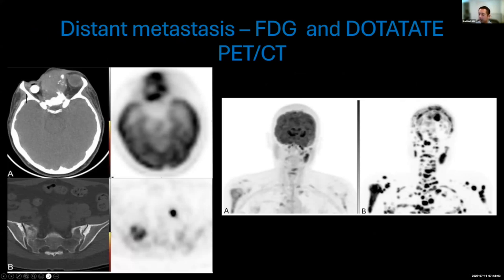Now I talk mostly about CT and MRI for characterizing these lesions. If there's suspicion for distant metastasis, FDG PET and dotatate PET are two types of nuclear medicine imaging that we can do. FDG PET is going to be better for epithelial malignancies. So this is a patient with adenoid cystic carcinoma, and here we see the distant PET in the pelvis. And this here on the right is a patient with olfactory neuroblastoma, so neuroendocrine tumors are going to be better to be used for dotatate PET to look for distant metastases.